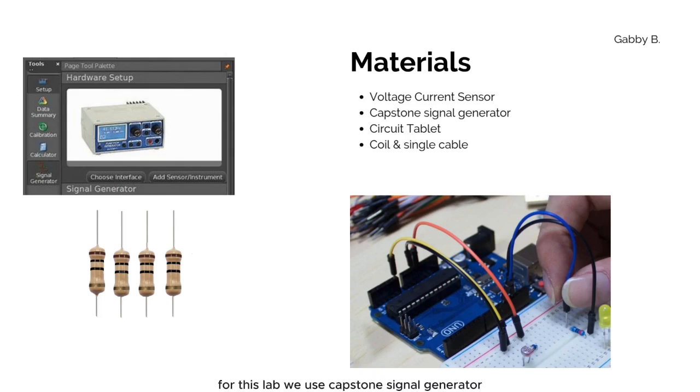For this lab, we used a Capstone signal generator, a voltage current sensor, a 10 ohm resistor, and a 330 microfarad capacitor, all connected on the circuit tablet. The signal generator produced a 1 Hz square wave at 5 volts, which allowed the capacitor to charge and discharge repeatedly. And we adjusted the settings to record for 3 seconds and then increased the rate to 500 Hz so that the software could capture the faster voltage changes accurately.